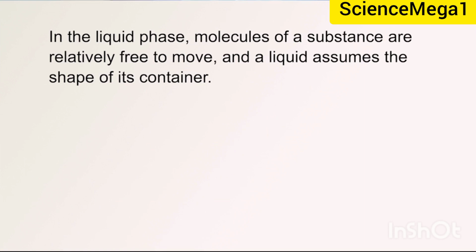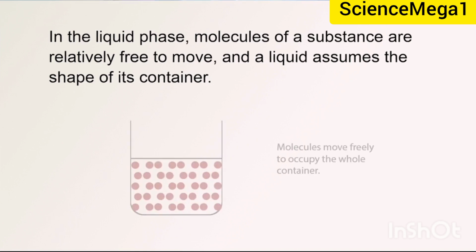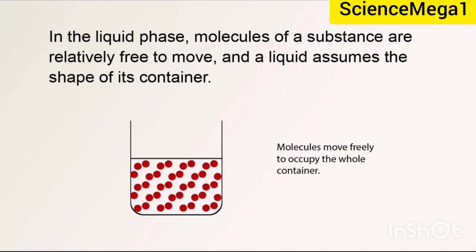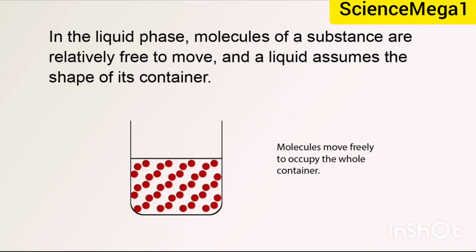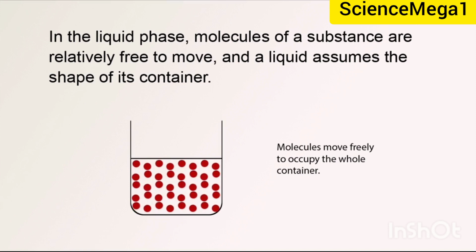In the liquid phase, molecules of a substance are relatively free to move, and a liquid assumes the shape of its container. An illustration is shown on your screen. In the diagram on your screen, you will see that the molecules are moving about freely without being held at their mean position. This is because the bonds holding the molecules together are weaker than the bonds that held the molecules in the solid structure.